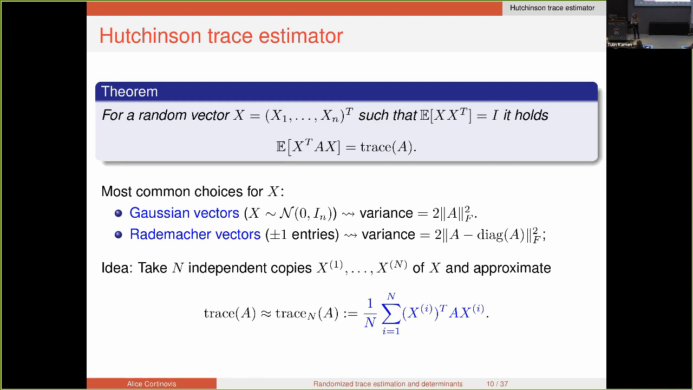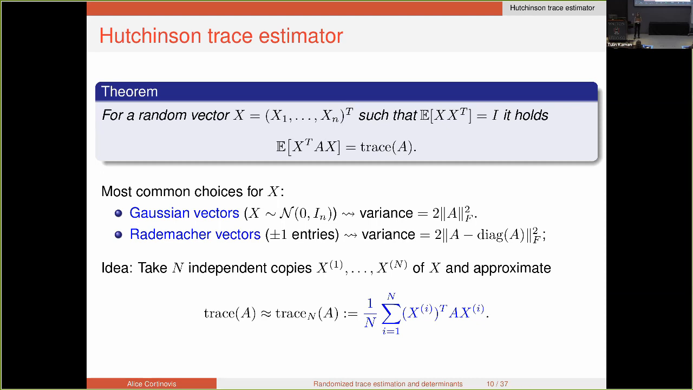So just a note here. So here is the variances of this random variable here. By diag of A, I mean the diagonal matrix containing the diagonal entries of A. So this in particular means that if you have a diagonal matrix A and you compute X transpose AX, for a Rademacher vector, you obtain exactly the trace of A. While for Gaussian vectors, this is not the case.